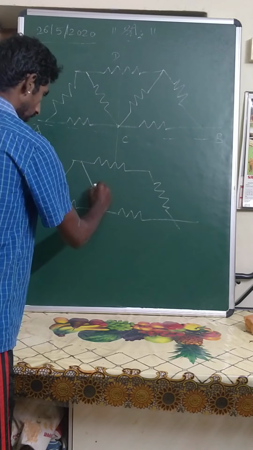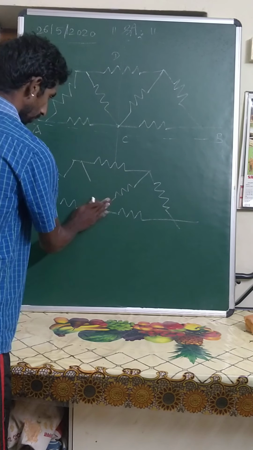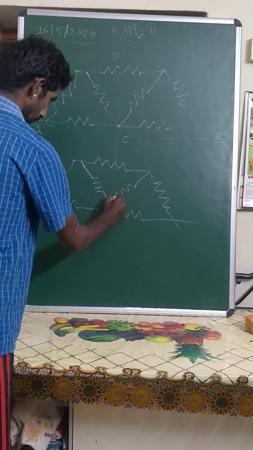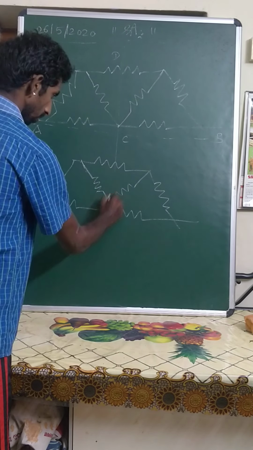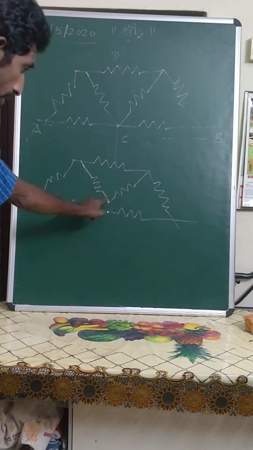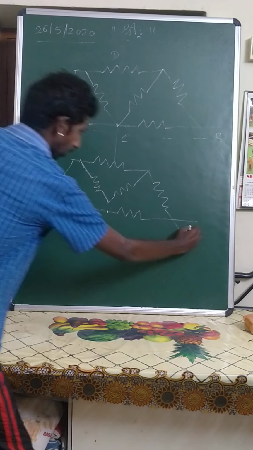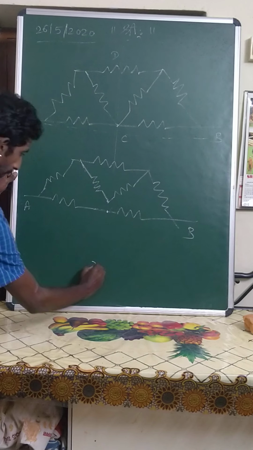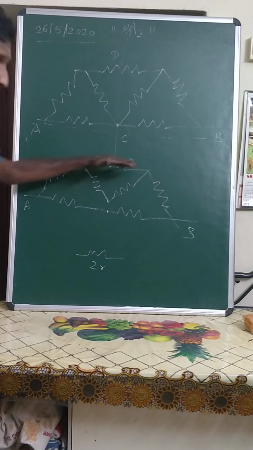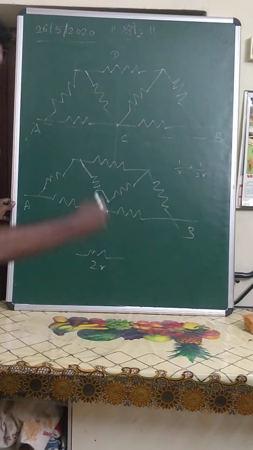And I can connect these resistors without connecting because this is at the center. Since all the points have the same potential, no current will flow between these 2 points, so I can split it and draw this. Now the resistance across AB: these two will be 2R. So 2R and R are parallel, so it will be 2R by 3, that is 1 by R plus 1 by 2R.